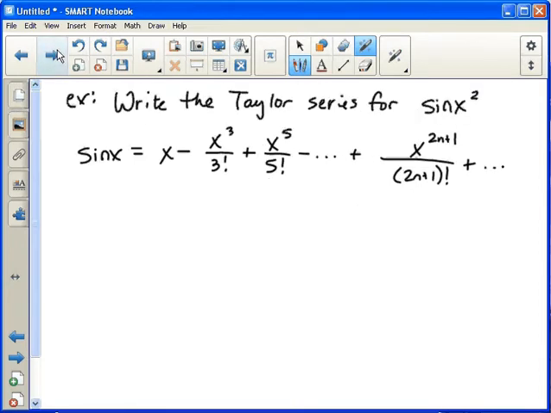So first example, write the Taylor series for sine of x squared. Now what I've already done here is I went ahead and wrote down sine of x, because obviously if we're going to be able to build sine of x squared, we're going to have to do it by starting with sine of x. So my next step then is to figure out how I go from sine of x to sine of x squared. Now if you think carefully about that, you should be able to see that what we're really doing is substituting. We're replacing. We have replaced the x with x squared. So that's all you have to do with the right side as well. You replace every x you see with x squared.